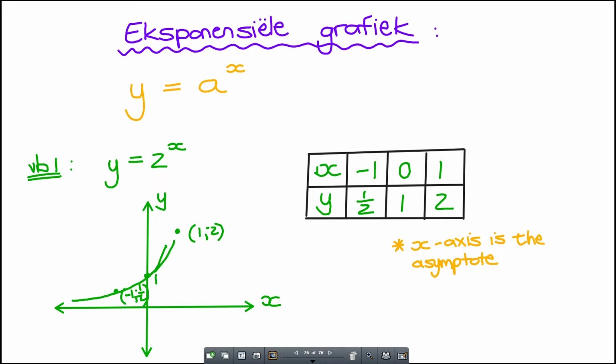Wait, I'm going to tidy that up. Minus 1 and y is a half. Okay, so do you guys see? Firstly, look quickly. Firstly, a is how much? 2. That's greater than 1. Do you see that when I plotted my points, it does form an increasing function?